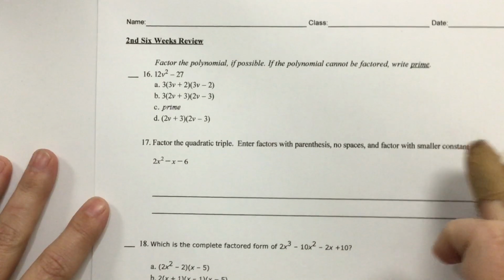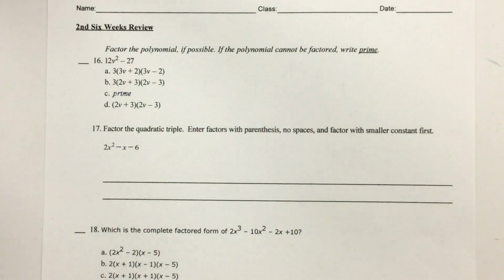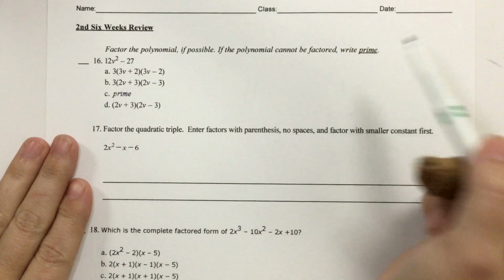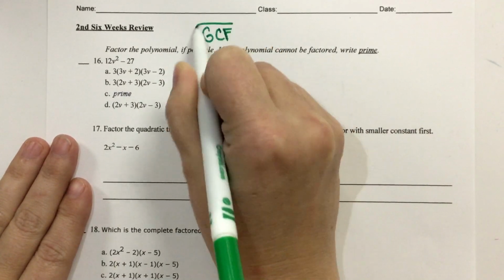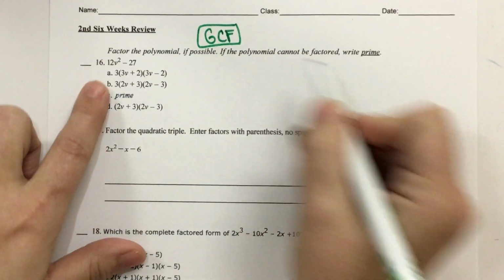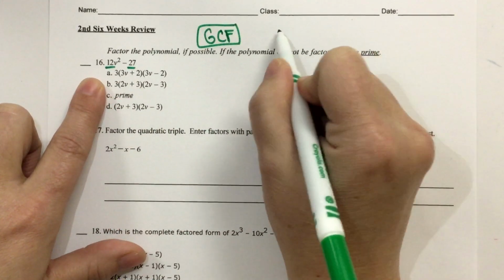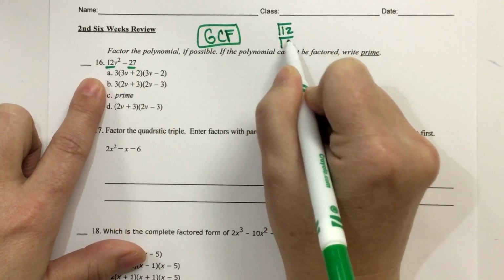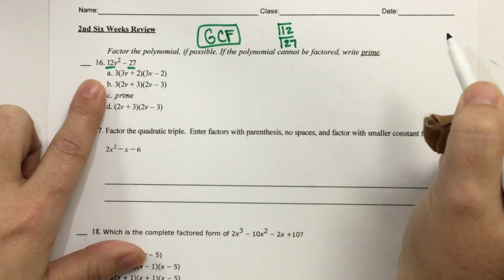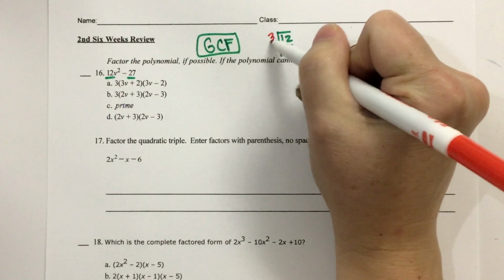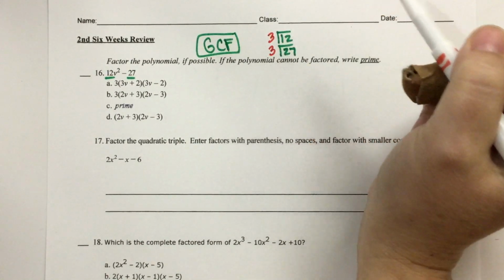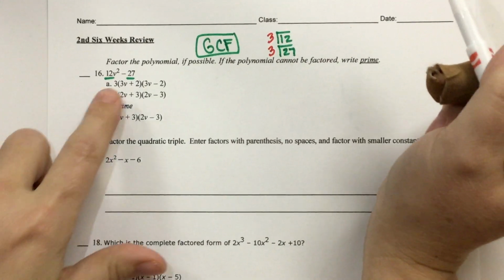Number 16 is next. Okay, it says factor. If it can't be factored, write prime. All right, so remember your first rule of factoring is to look for a GCF. So first I'm looking at the 12 and 27. So is there a number that can divide into 12 and also divide into 27? And if so, who is it? And you want the biggest one. 3 can go into 12 and 3 can go into 27, and that is the biggest guy.